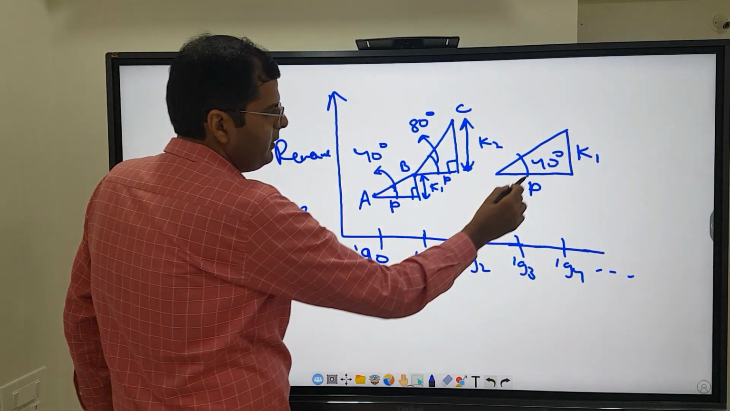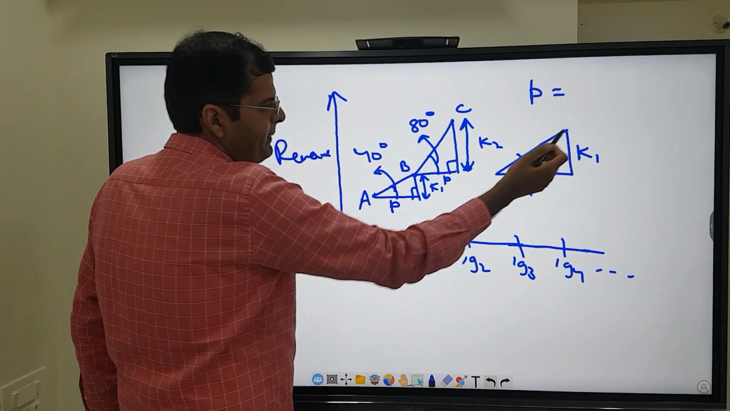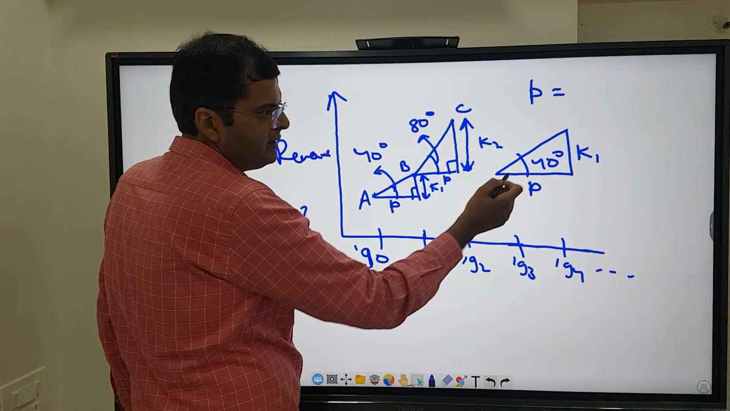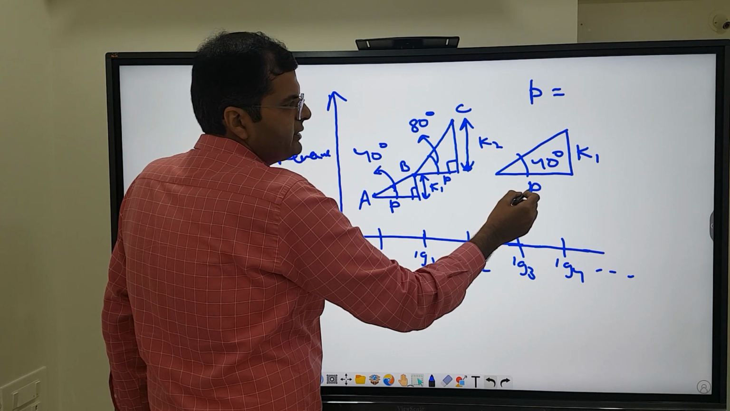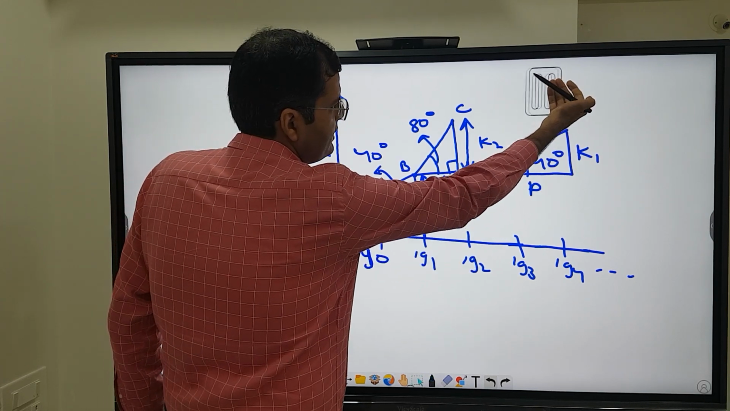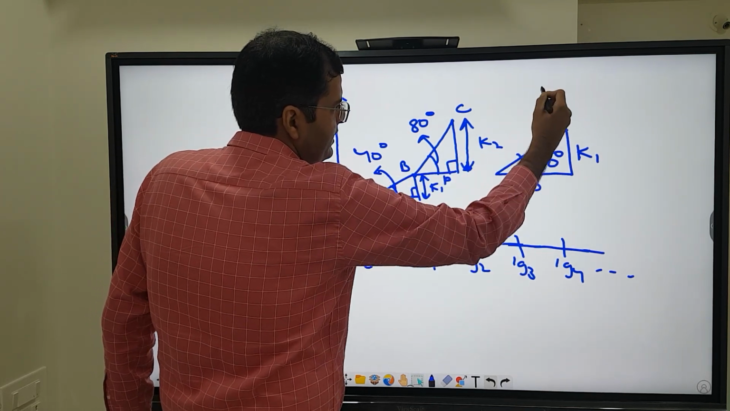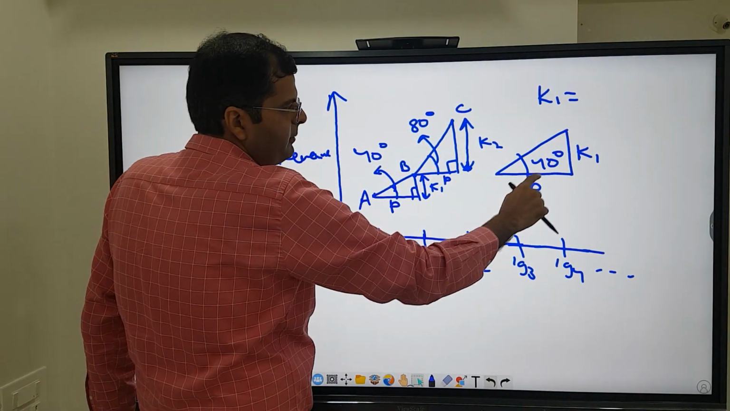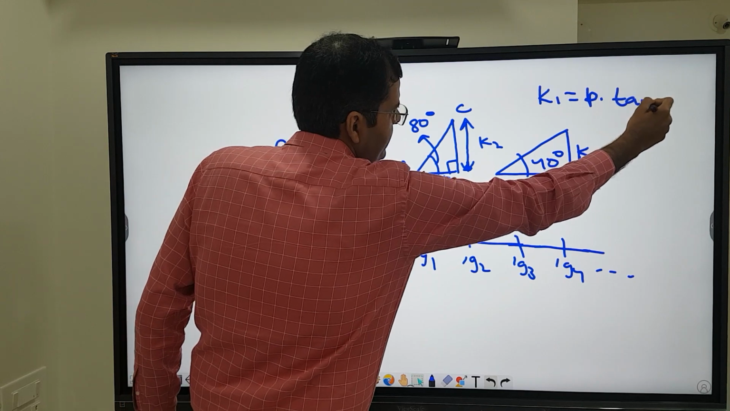Alright, so just consider P and K1. What is tan 40? Tan 40 is K1 upon P. So K1 will be P times tan 40 degree.